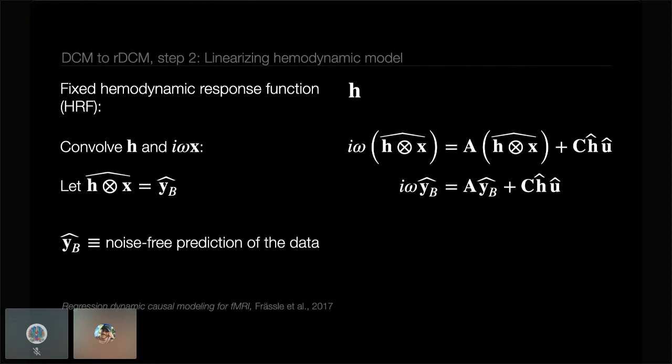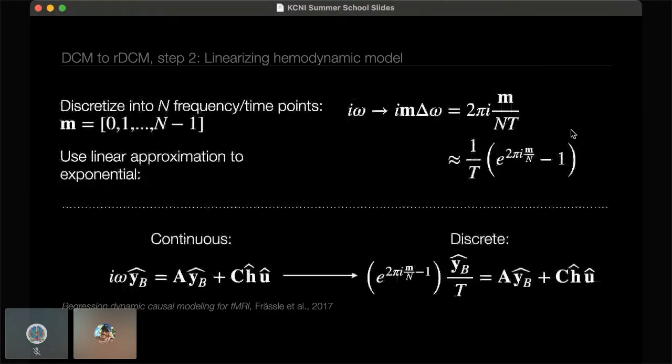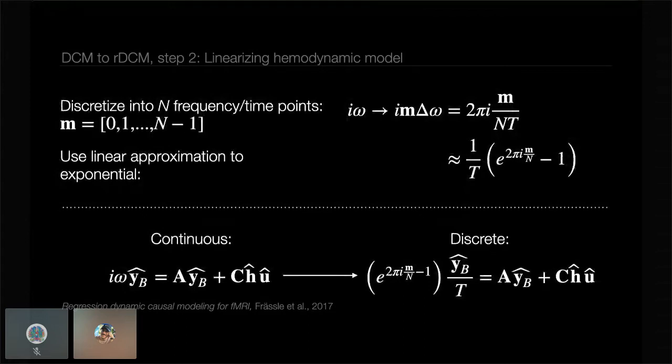These are continuous representations, continuous functions, but our data will inevitably be discrete. So we need to account for that, and we need to account for the noise which affects the MRI data. So we discretize the frequency and time into points indexed by the vector m, you can see here, and introduce the difference operator of the discrete Fourier transform by making the linear approximation to the exponential function.